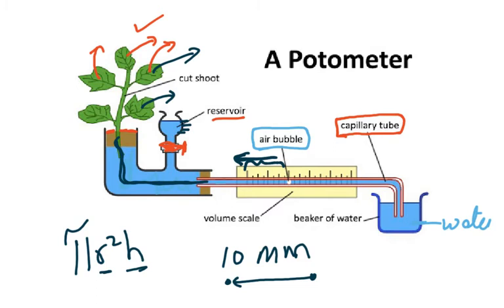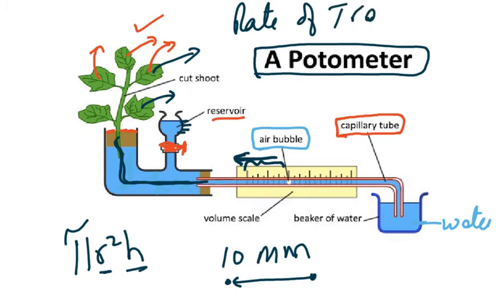So the movement of the air bubble is telling you how much water moved into the plant and out of the plant. So a potometer, we say, measures the rate of transpiration. Now I disagree.